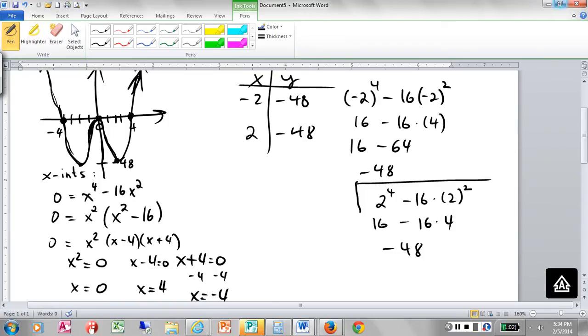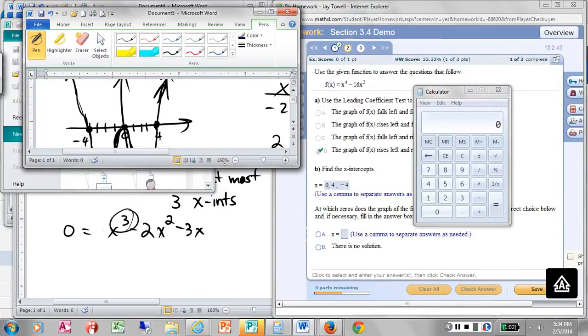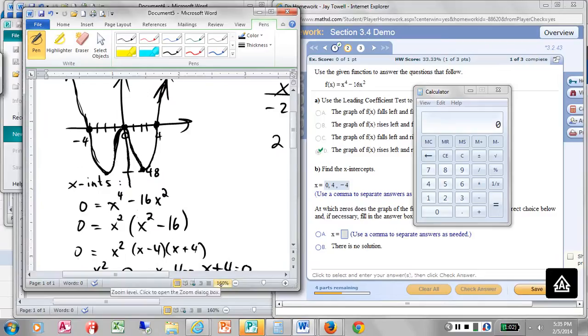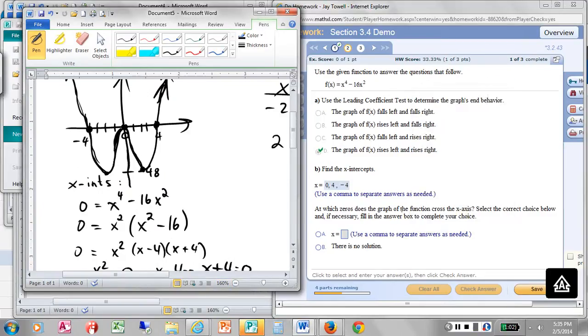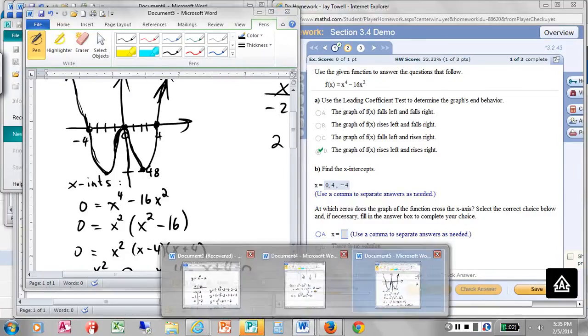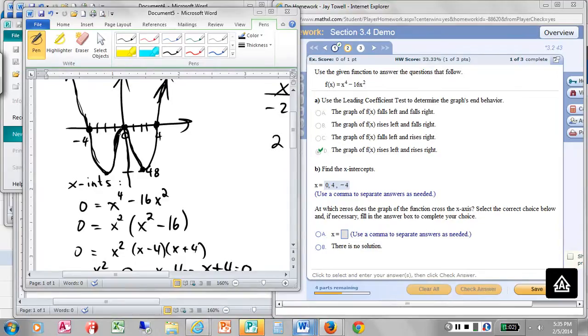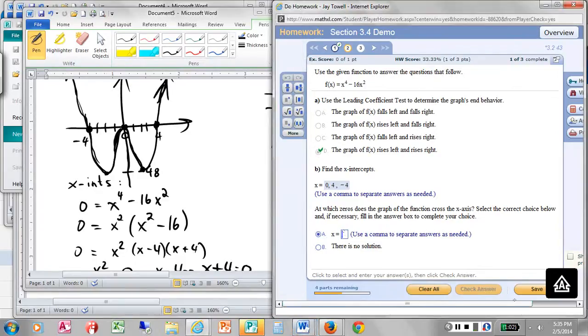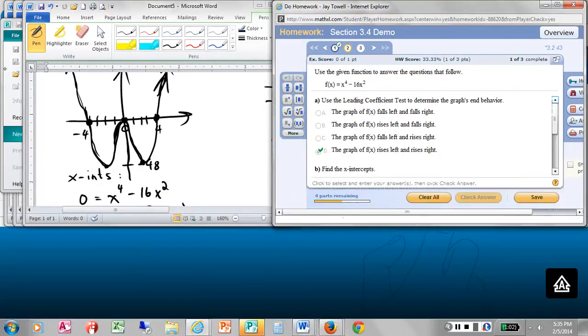Okay, now back to our question. It asks, at which zeros does the graph of the function cross the x-axis? Select the correct choice below. Zeros, again, is another word for x-intercepts. So at which x-intercepts does it cross the x-axis? Well, that would be at -4 and +4. It doesn't cross at 0, so that's the answer they're wanting here, -4 and +4.